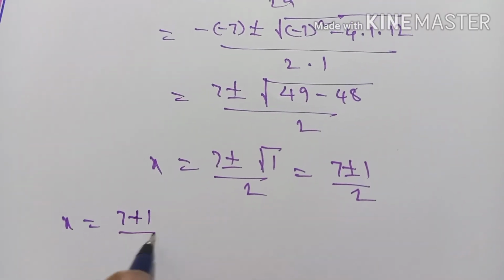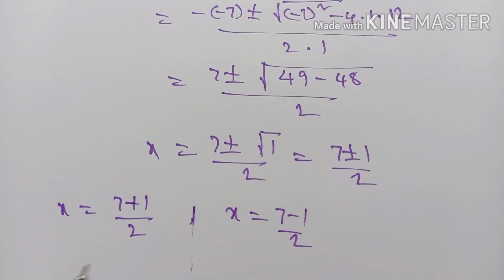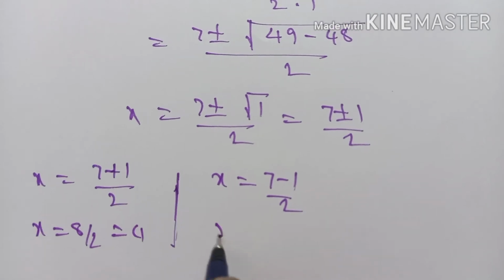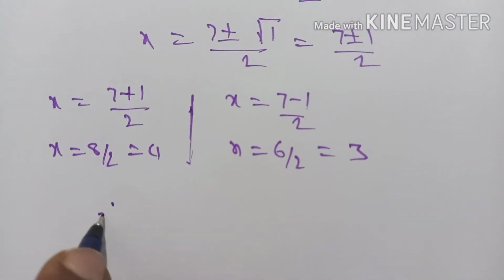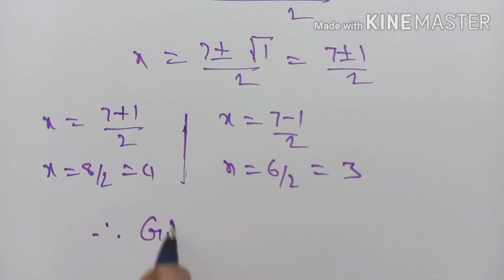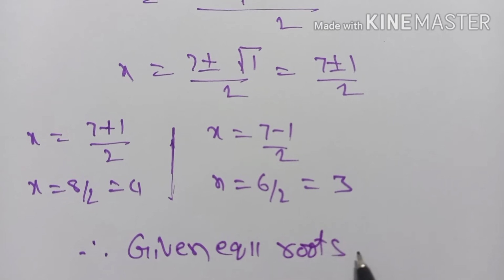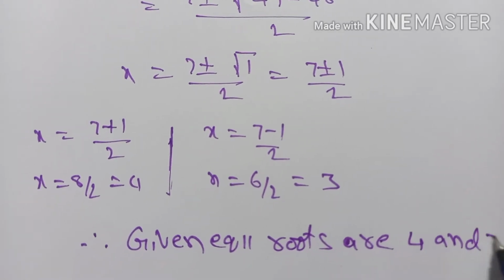X is equal to 7 plus 1 by 2, x is equal to 7 minus 1 by 2. 8 by 2, that is 4. Here 6 by 2, that is 3. Therefore, the given equation roots are 4 and 3. That's enough.